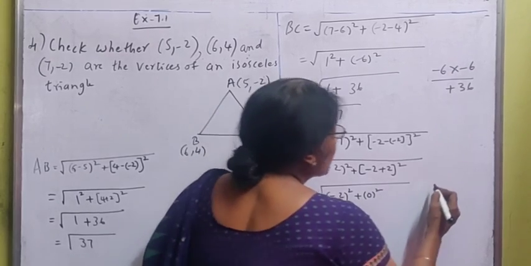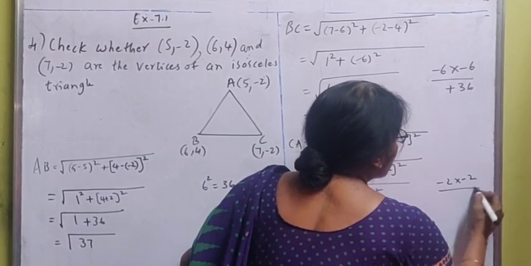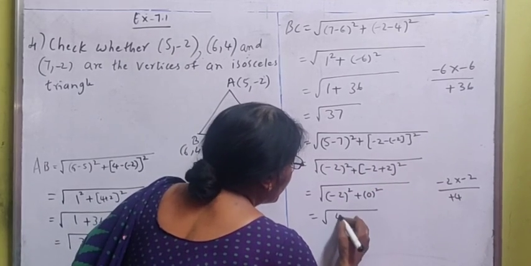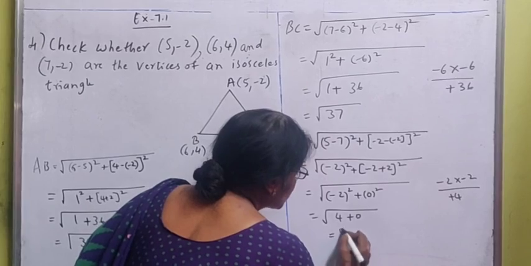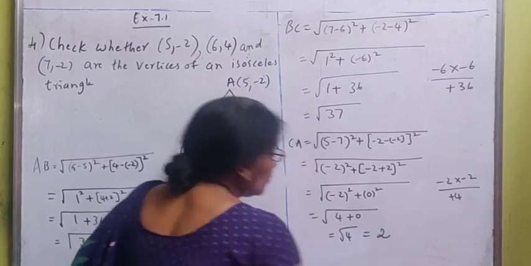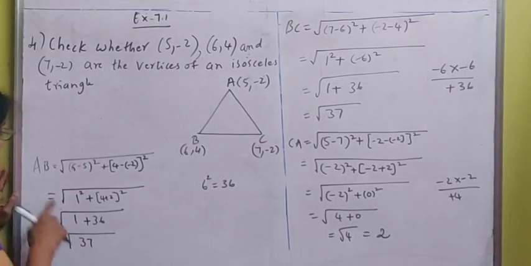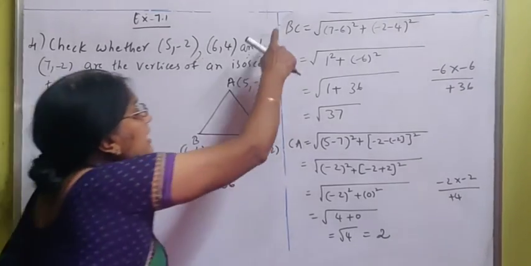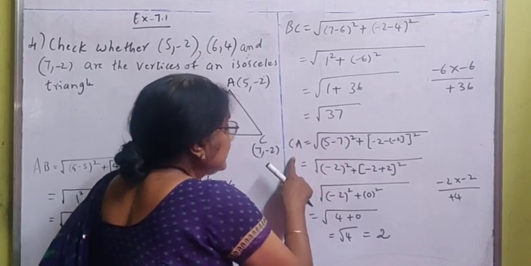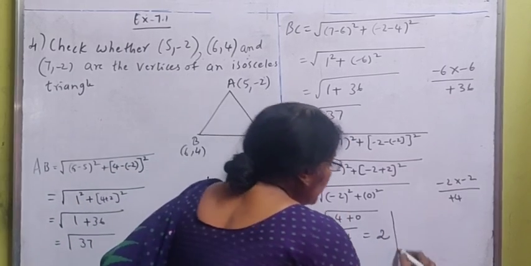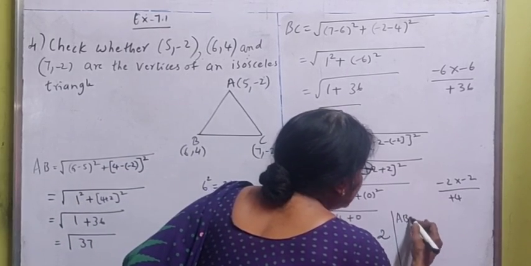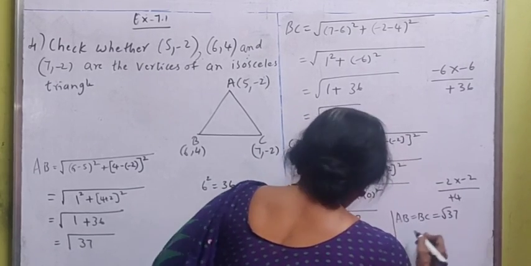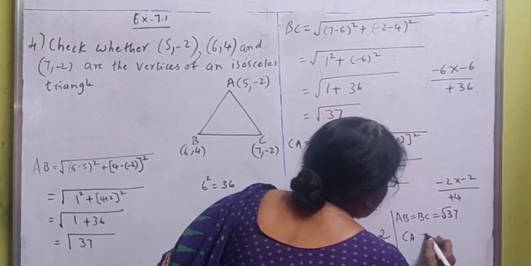Minus 2 the whole square means what? Minus 2 into minus 2. Minus into minus is plus, so plus 4. So root of 4 plus 0 is equal to square root 4, which is equal to 2. Now let us compare. AB value we got as root 37. BC value we got as root 37. CA value we got as 2. So AB is equal to BC, which is root 37, and CA is equal to 2.